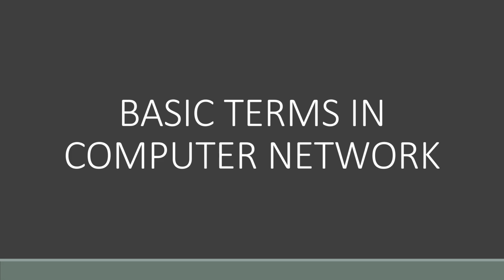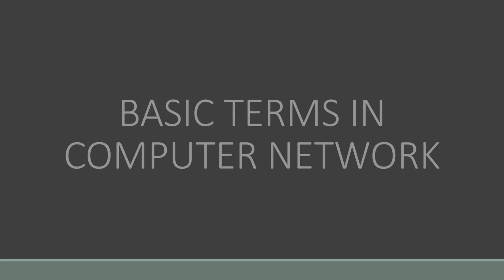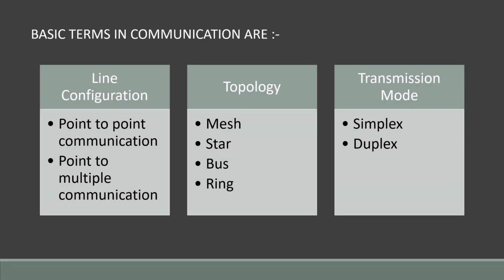Today we are going to continue from the very topic which we left unfinished in our previous video. So today we are going to finish understanding basic terms which are used in computer networks. So let us begin with that now. We learned about some basic terms like line configuration, topology, and transmission modes, and in this video we are going to get an in-depth understanding about these terms. So let's continue with our first topic, which is line configuration.